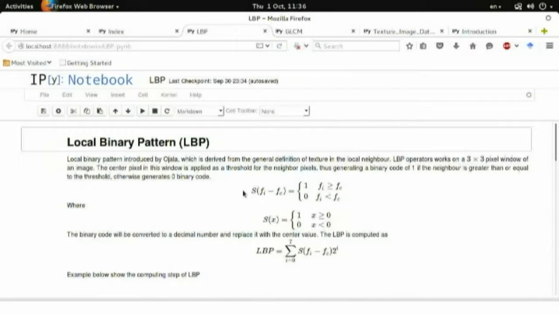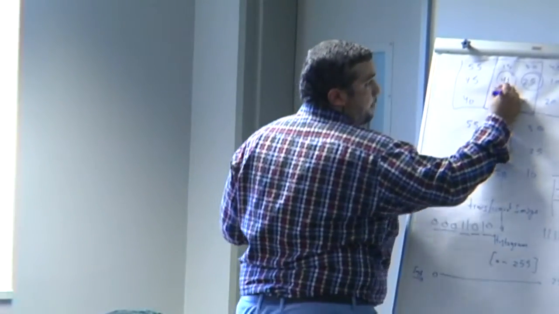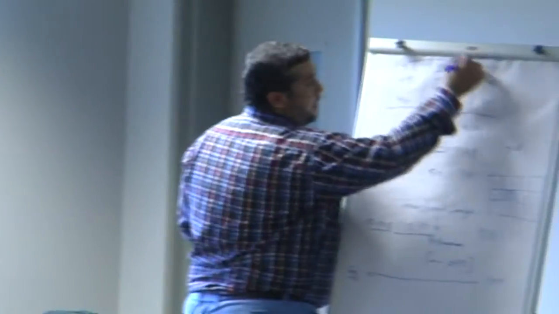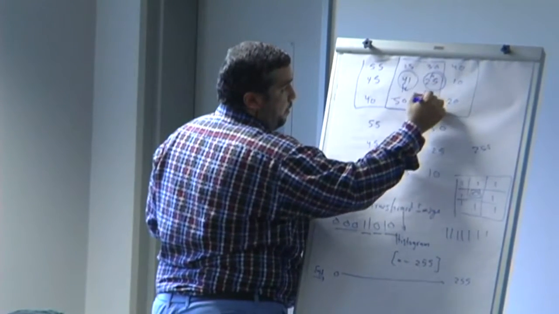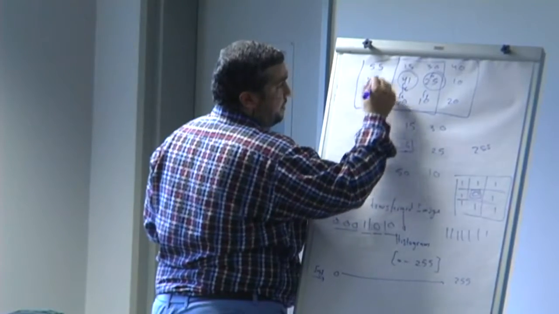So what we have to do, as I said, is take the threshold. How we will do it: we assume that the center is FC and any neighbor's value is FI. And we use a function called S, of FI minus FC, which is equal to 1 if FI is greater than or equal to FC, which makes sense. For example, the 41 will be FC, and any neighbors will be FI.